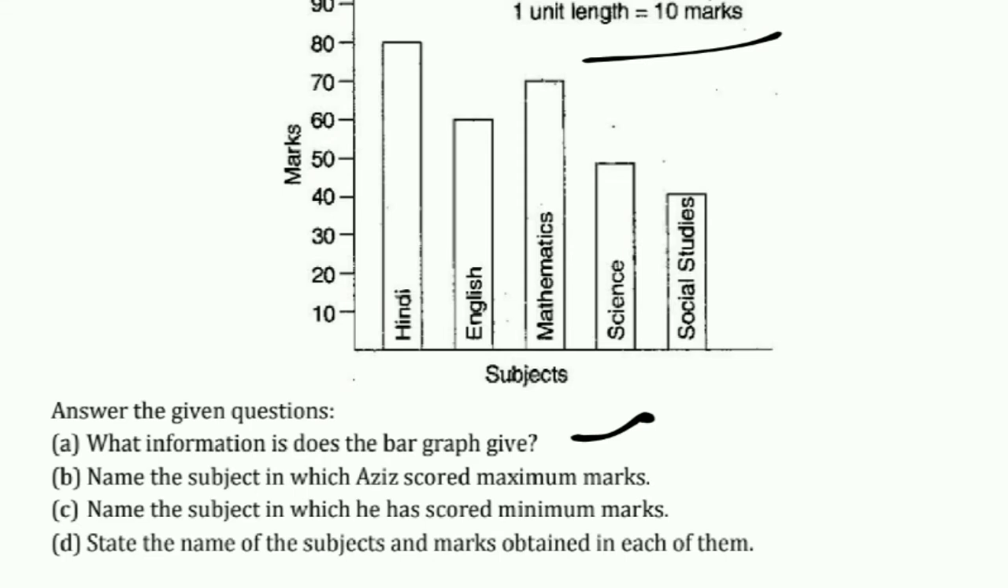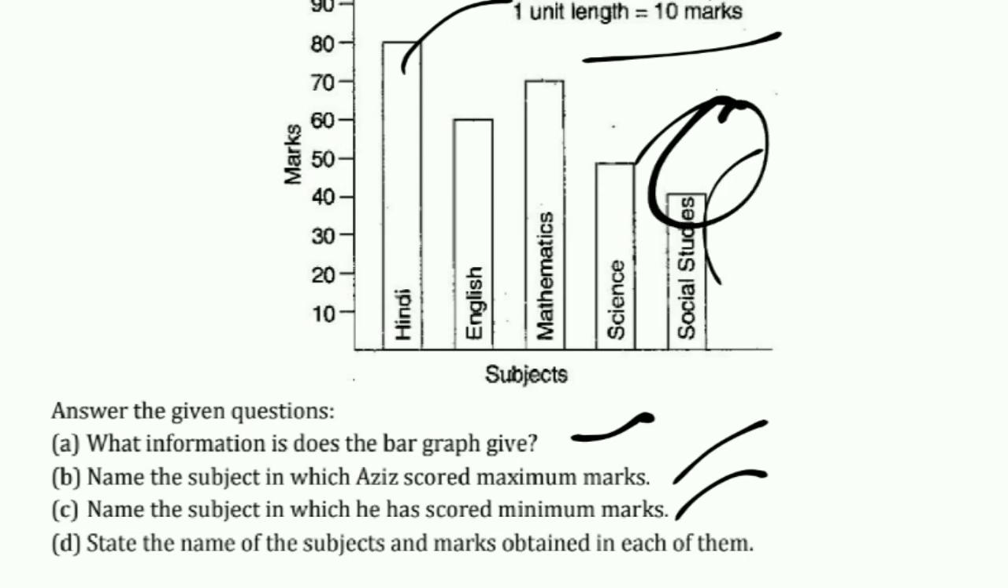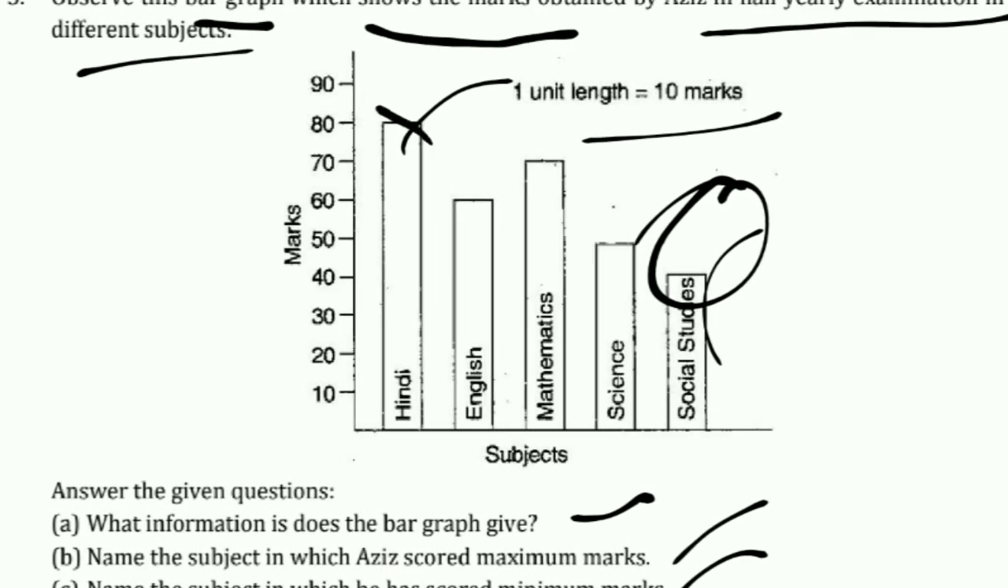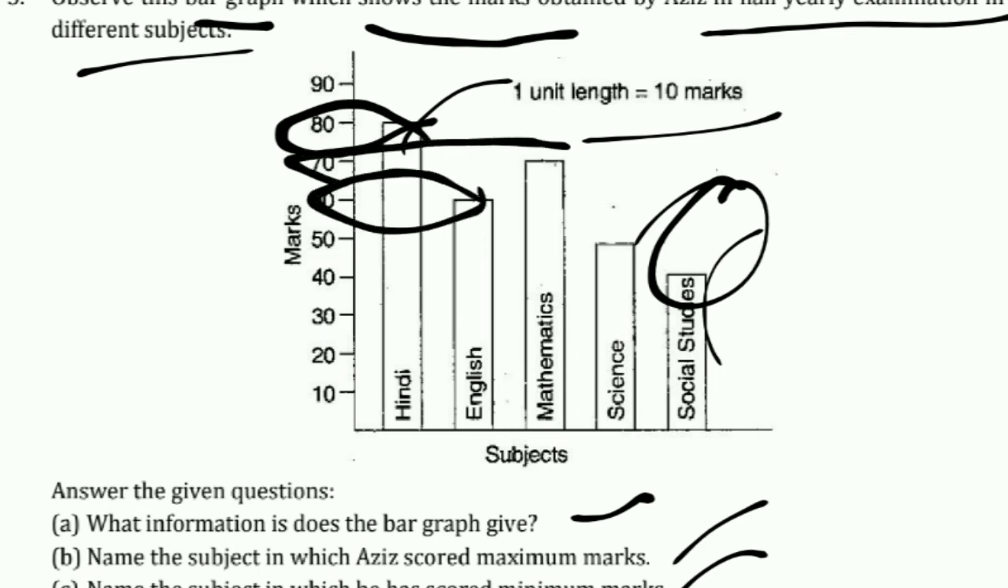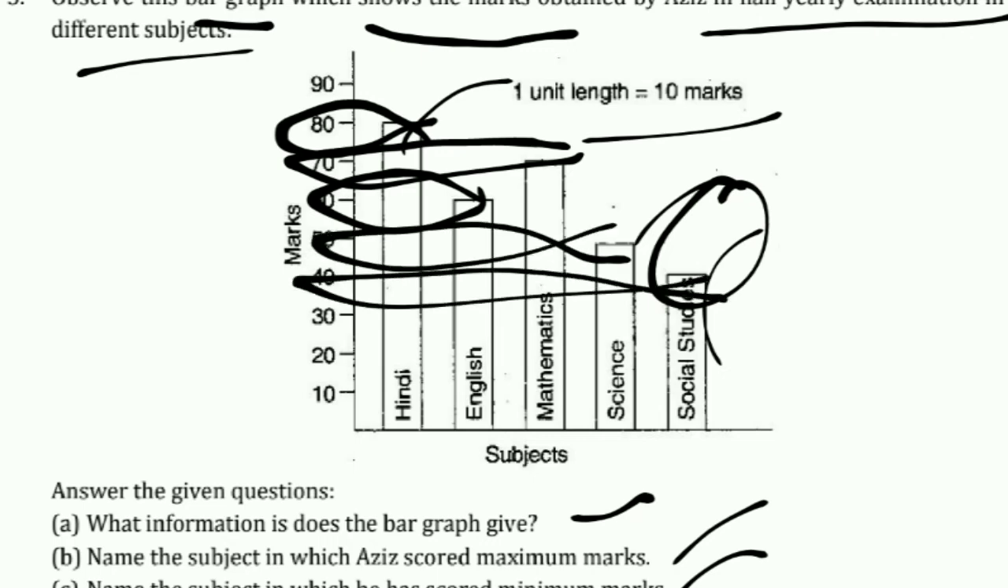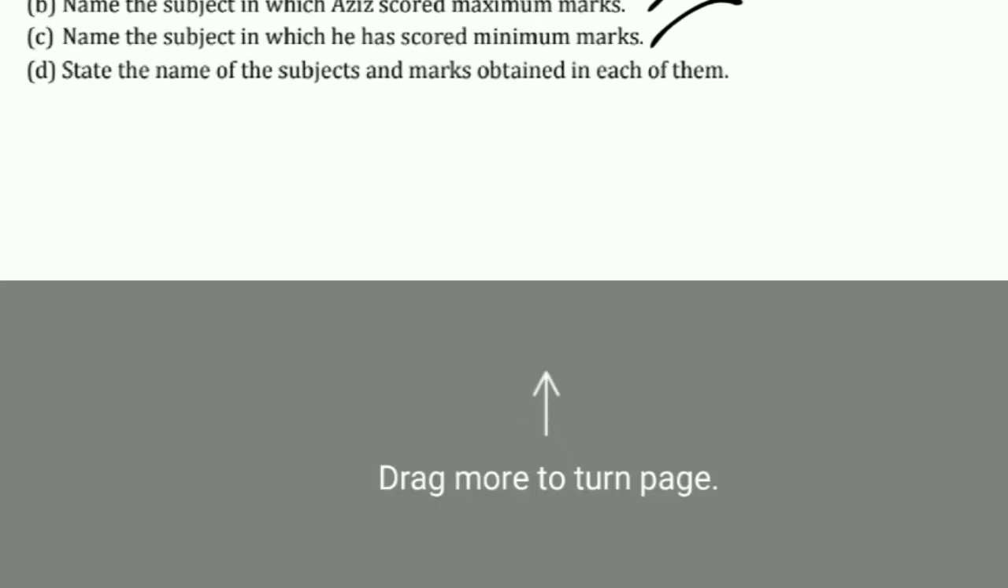Name the subject in which he scored maximum marks. He scored maximum marks in Hindi. Name the subject in which he has scored minimum marks, that is social science. State the name of the subject and marks obtained in each of them. Hindi, how many marks? 80. English, 60. Math, 70. Science, 50. Social science, 40. So these are the marks we have to write in question D.